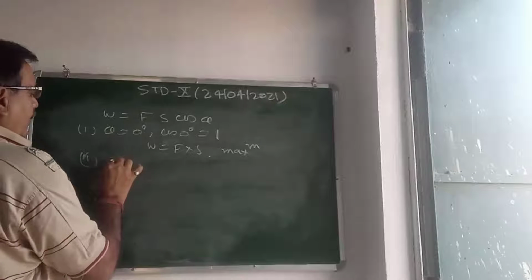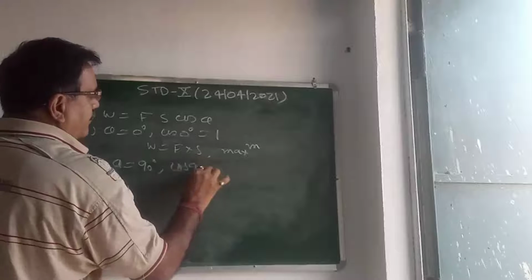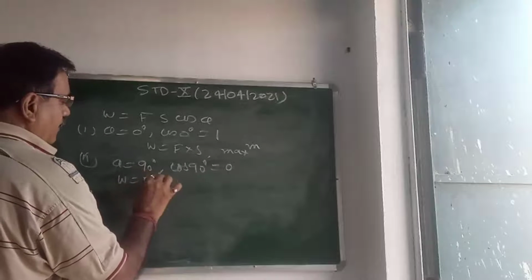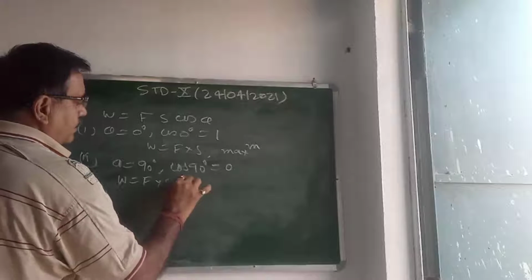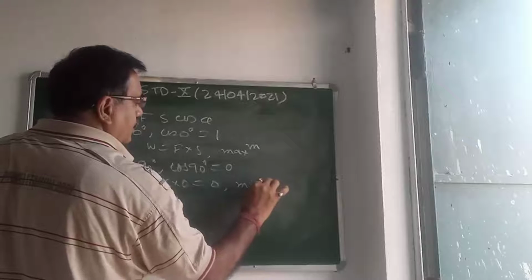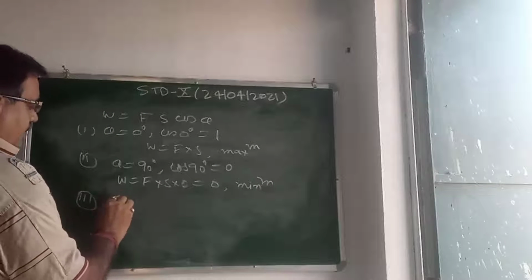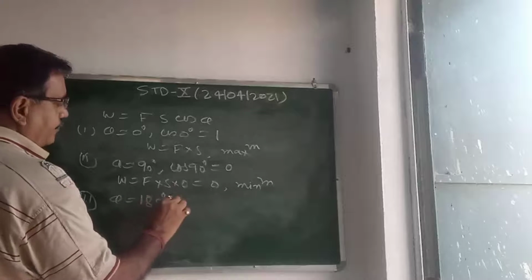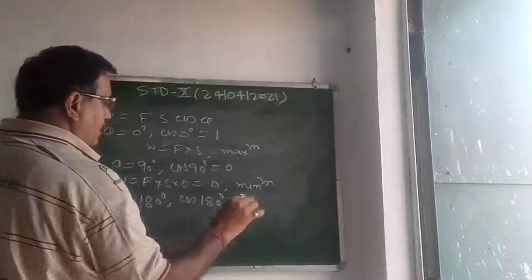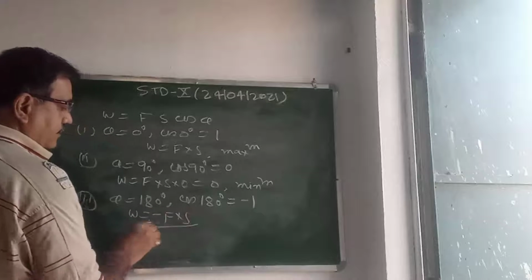Second case, when theta is equal to 90 degrees, cos 90 degrees is equal to 0. So W is equal to F into S into 0, that is 0. Work is said to be minimum. And third case, when theta is equal to 180 degrees, cos 180 degrees is equal to -1. So W is equal to minus F into S.